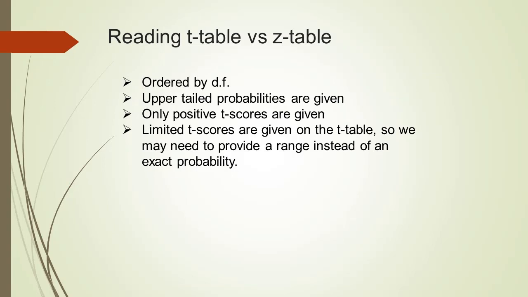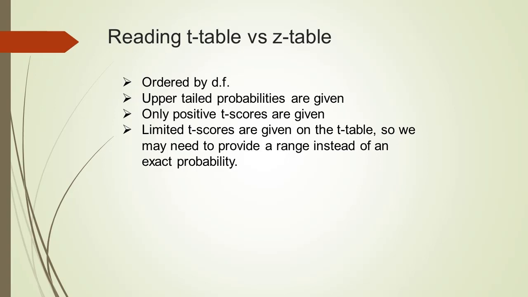I would like to point out several differences between reading the z-table and the t-table. First, the t-table is ordered by degrees of freedom. Second, while the lower-tailed probabilities are given on the z-table, it is the upper-tailed probabilities that are presented on the t-table. Only positive t-scores are presented on the t-table, but we can make use of the symmetry of the t-curves to figure out the lower-tailed probabilities.